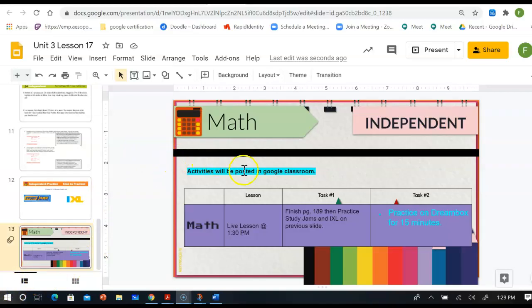And on our last slide here, guys, make sure you finish up page 189, and you're going to compare your answers to the answers that I have on these slides. I also want you to practice Study Jams and the IXL on the previous slide for about 10 minutes each. And after that, I want you to work on Dreambox. Remember, we're going towards our goal of at least 5 completed lessons for the week.